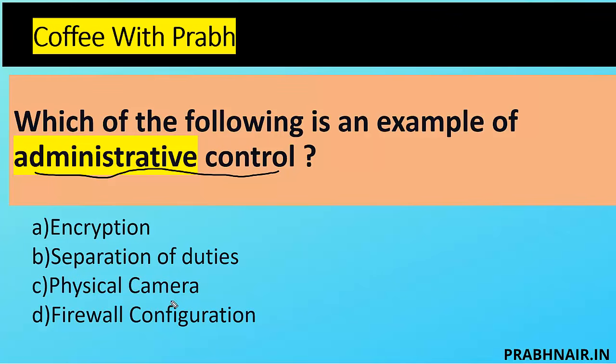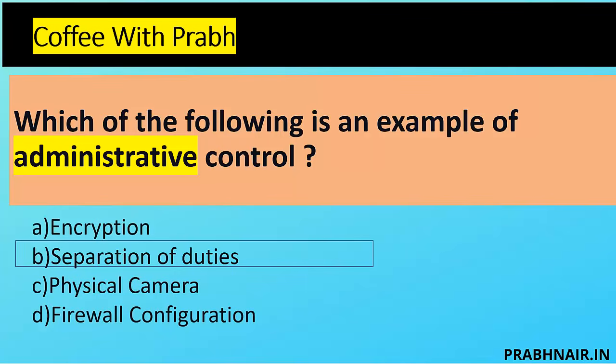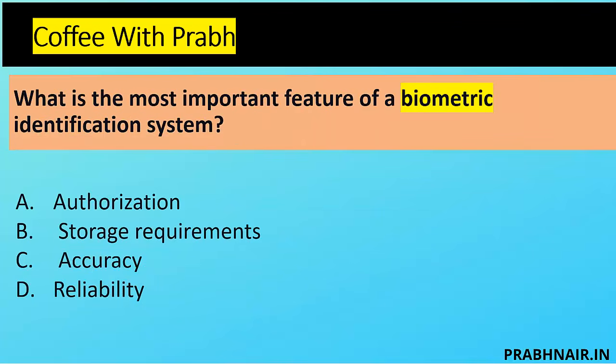Installing a physical camera is a physical installation which detects physically, so it's not an administrative control. And firewall configuration is always technical in nature. So the only option left is B for Beta. Okay, let's move to the next question. What is the most important feature of a biometric identification system?